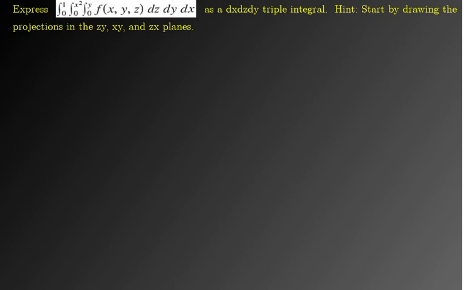The trick to doing these is to envision what the different projection planes would look like. So like the zy, the xy, and the zx. And then from there, you can start to visualize a different order of integration. So I'm just going to do a dx dz dy here. But first I want to set all these up.